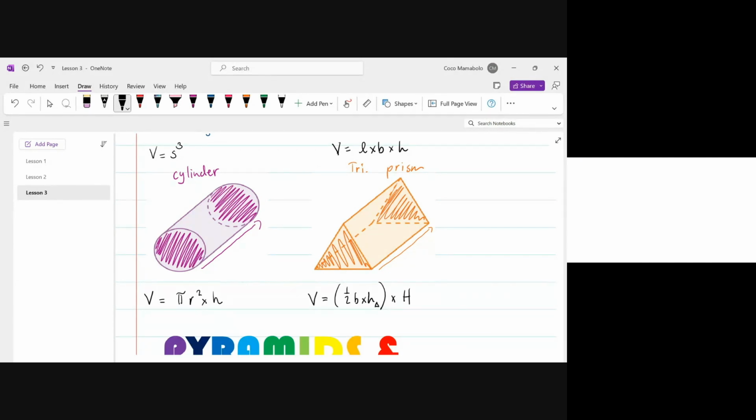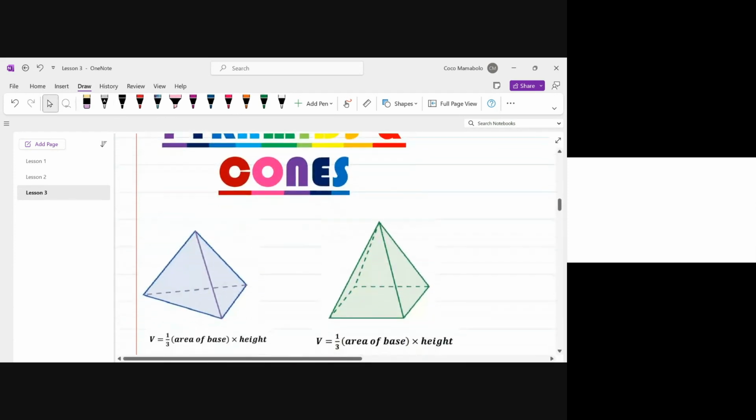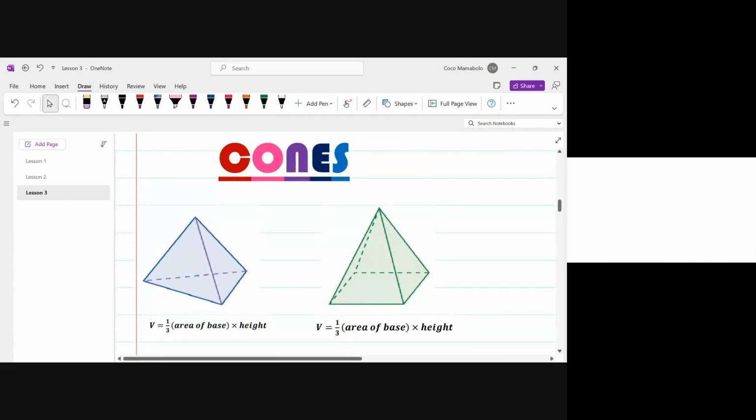Yes? These are quite easy. They're nice and easy. We should be able to get through them okay. All right, let's go to some pyramids and some cones. So these formulas you're going to have to learn. You can take a quick screenshot. Okay, remember we're looking at pyramids. This is a triangular-based pyramid.